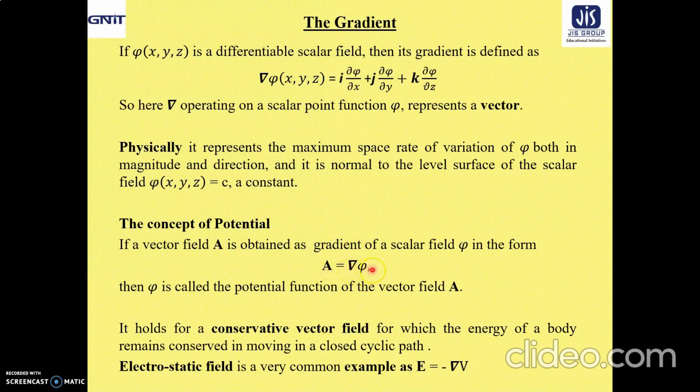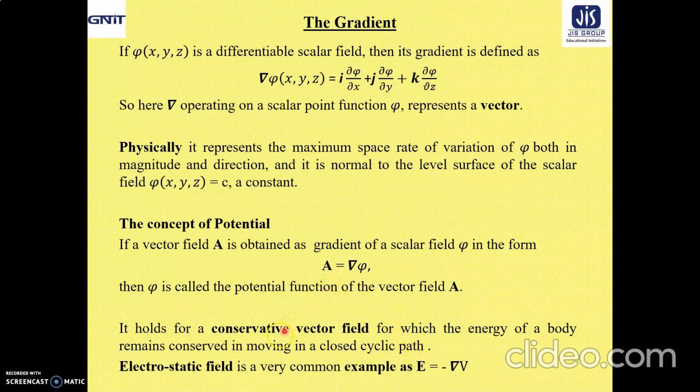So, grad is working on a scalar to make it a vector. It holds for a conservative vector field. The additional information is very, very important. This vector field, if obtained in this form, is called a conservative vector field. That means for a conservative vector field, the energy of a body remains conserved in moving in a closed cyclic path.